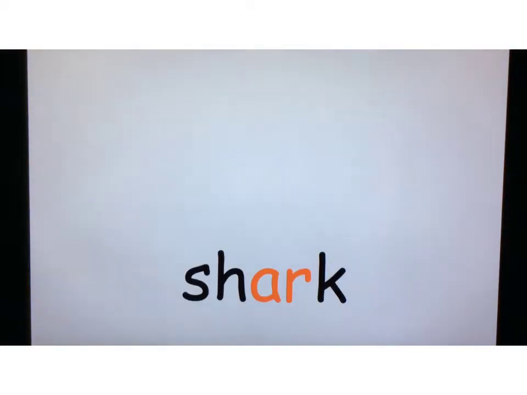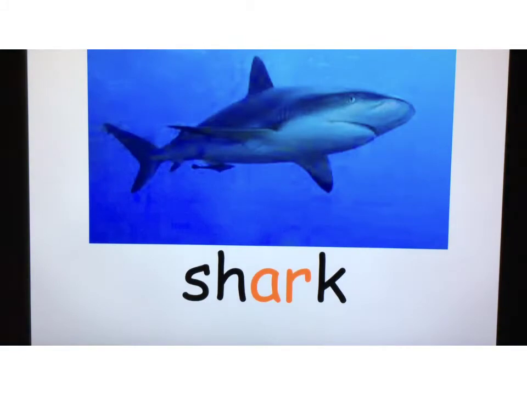Have you spotted what's special about this word? If you said double digraph, have a house point. Sh-ark. Shark. Look at the size of him.